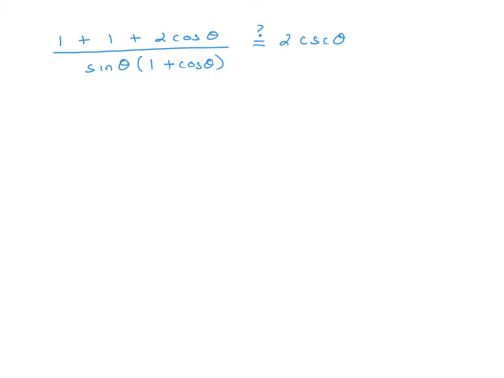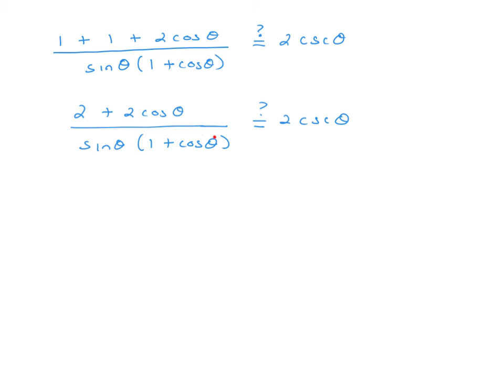So here's where we left off. I'm going to add these two together and just write 2. So on the left, this is really 2 plus 2 cosine theta divided by sine of theta times 1 plus cosine theta. Is that equal to 2 cosecant of theta? I see I can factor a 2 out from these terms, and I'll be left with 1 plus cosine of theta, which is great. I think that means we're going to be able to cancel a factor.